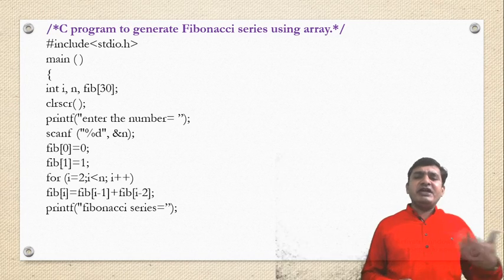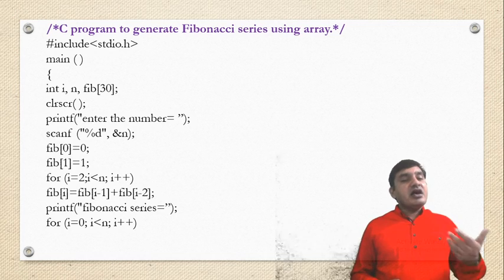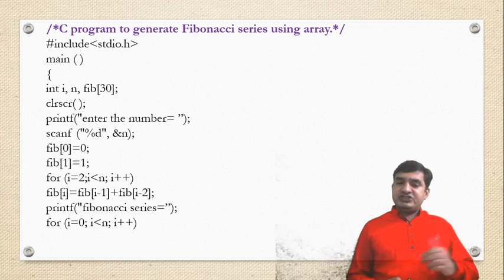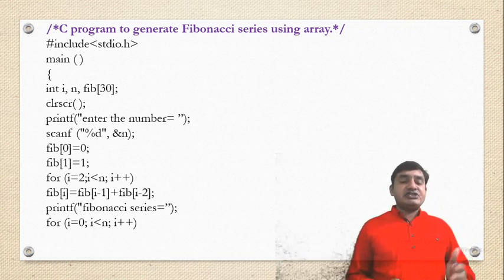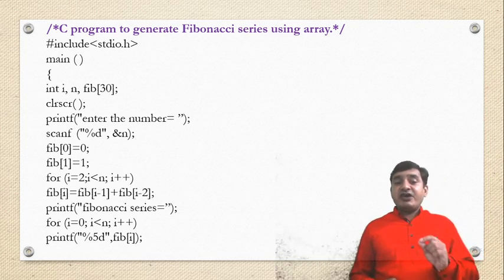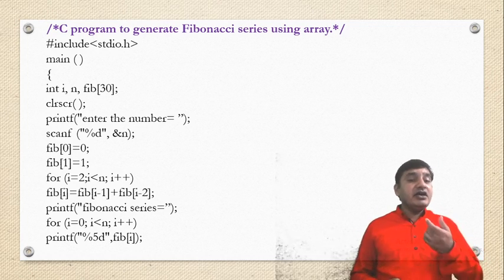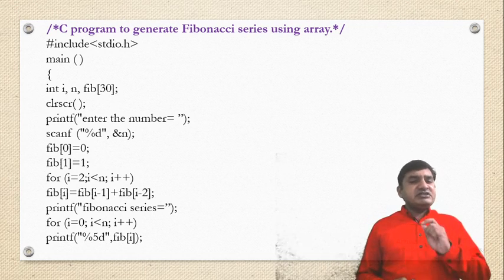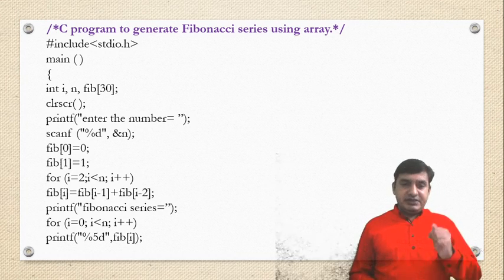Now we have to print the Fibonacci series. For that we use one for loop. For i is equal to 0, this is the initialization. For i less than n, this is our condition, and i is incremented. Now printf with %5d, this is a formatted output. FIB[i] means it displays the element.